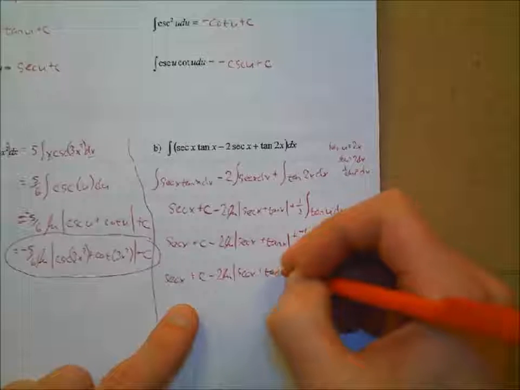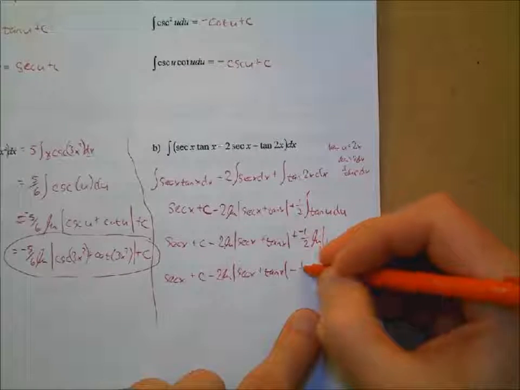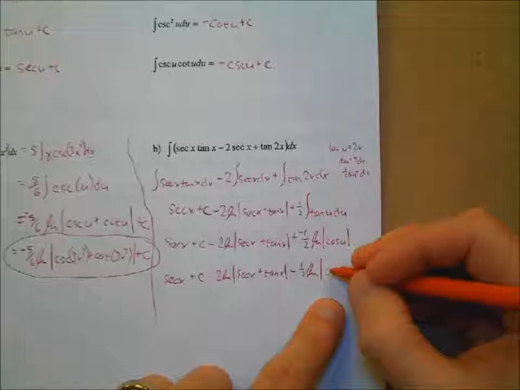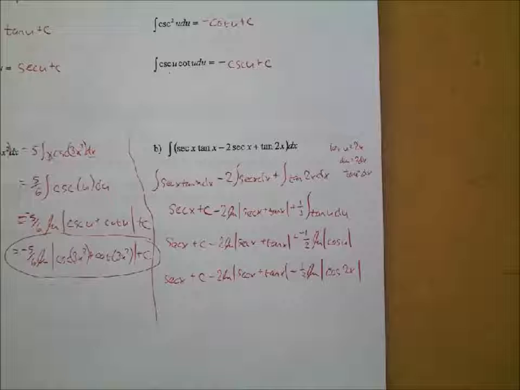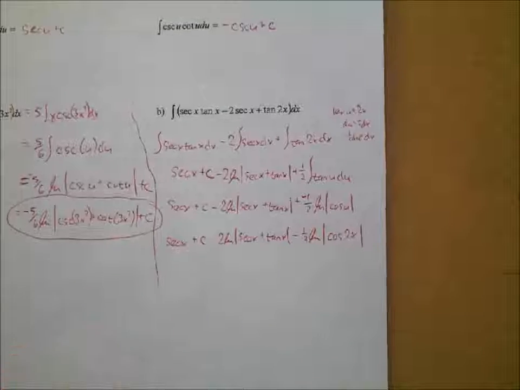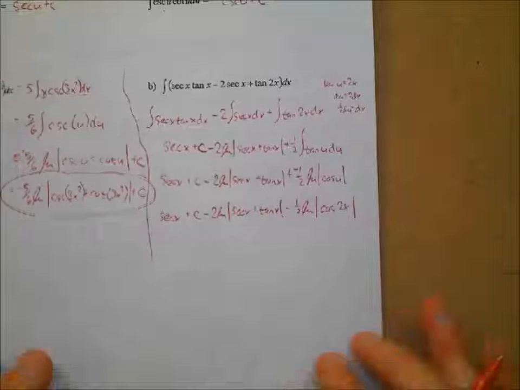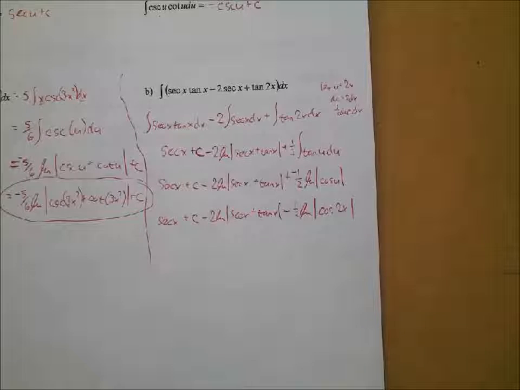Okay, and so we finally get secant x plus c minus 2 natural log of the absolute value of secant x plus tangent x minus 1/2 natural log of the absolute value of the cosine of 2x. Oops, I'm off the screen. There we go. Okay. Question?